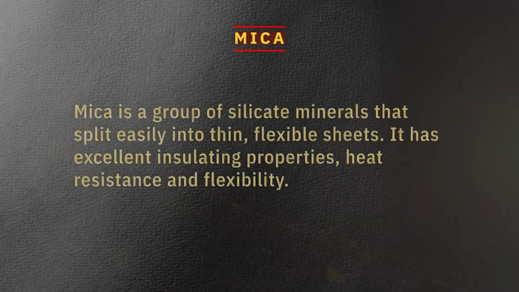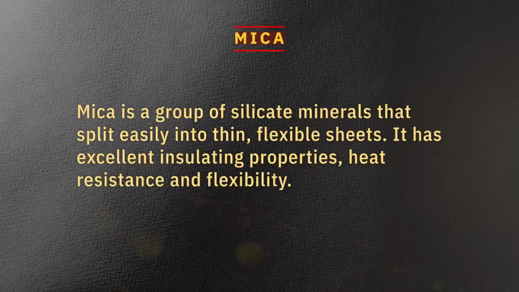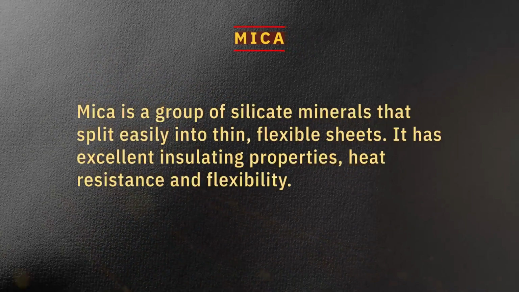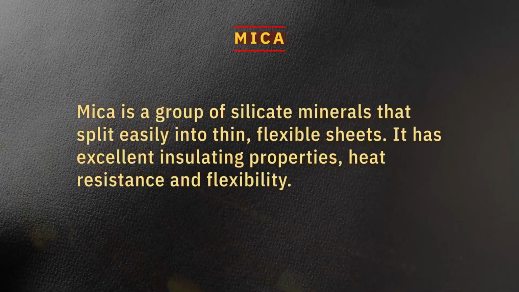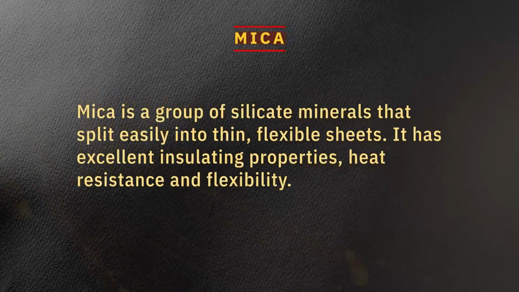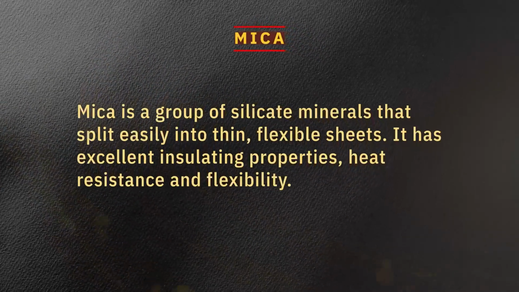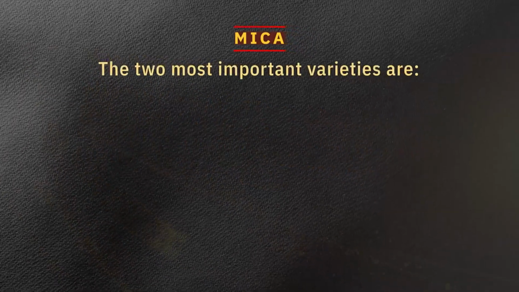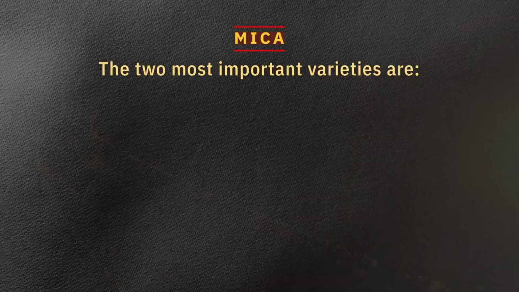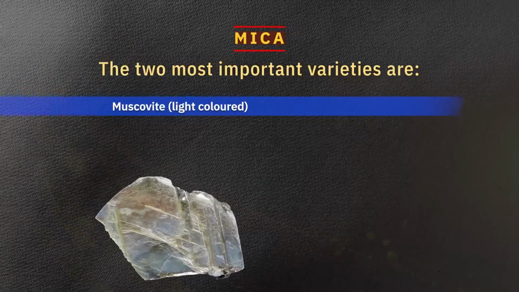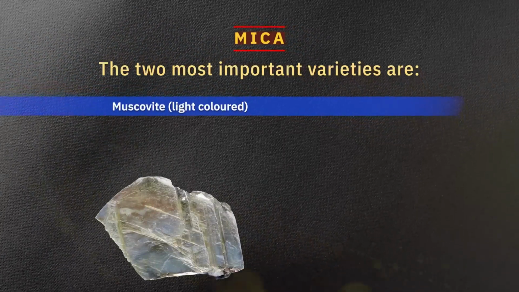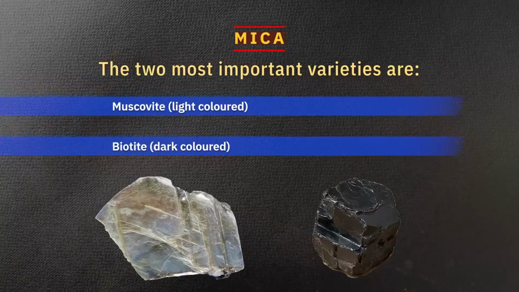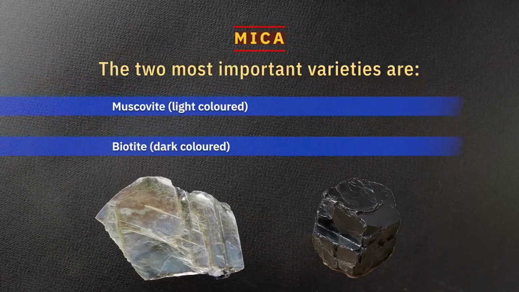The first thing we have to know is what mica is. See, mica is a group of silicate minerals that split easily into thin flexible sheets. It has excellent insulating properties, heat resistance and flexibility. There are two major types of mica. One is muscovite, which is light in color, and another one is biotite, which is comparatively dark in color.